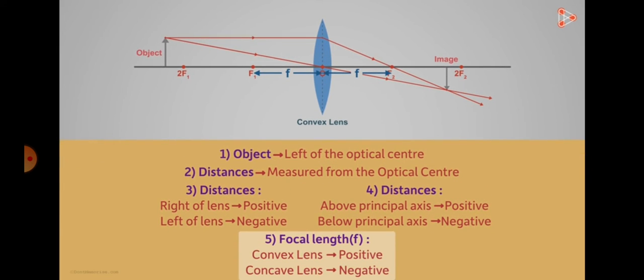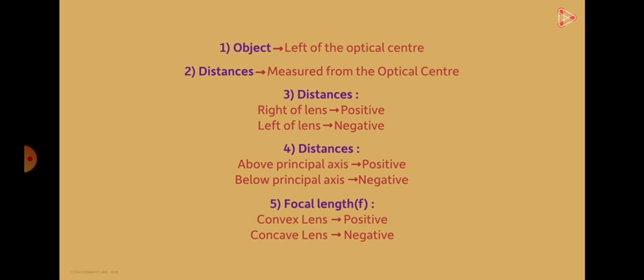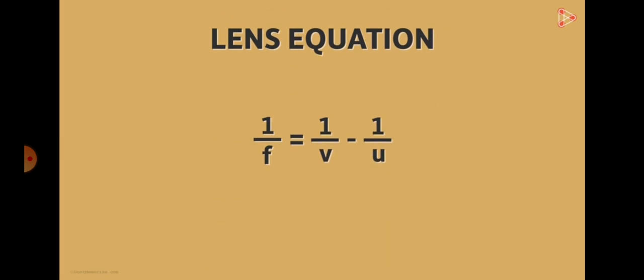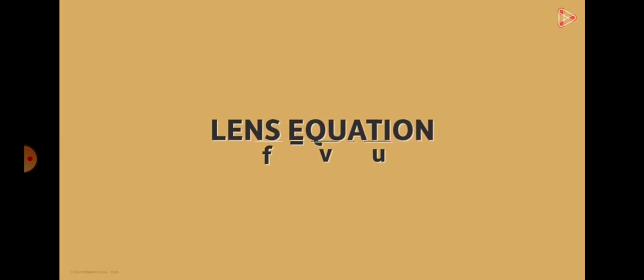Focal length for a convex lens is always positive. Focal length for a concave lens is always negative. Just like a graph, left side is negative, and below the principal axis is negative. These are all the 5 sign conventions.